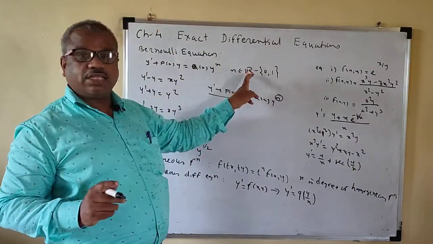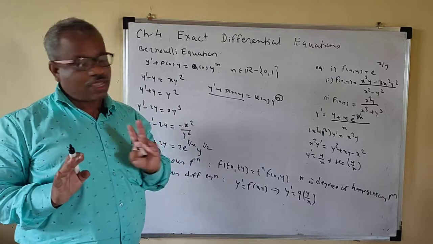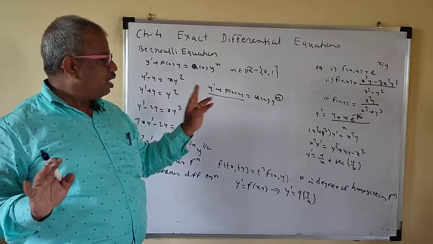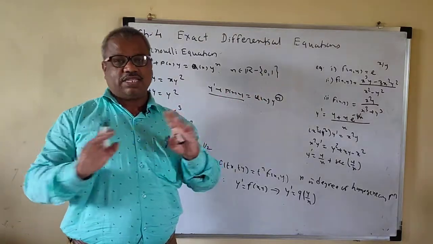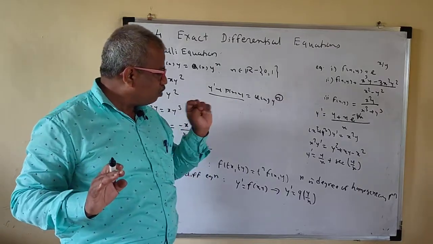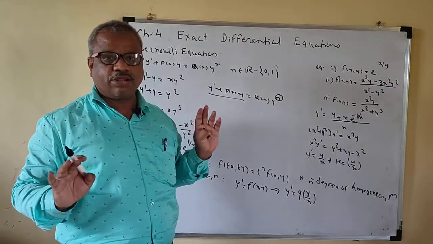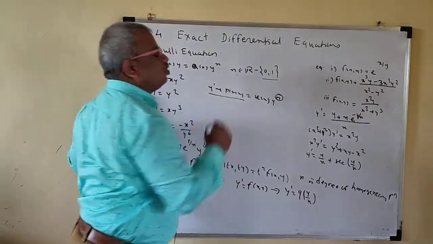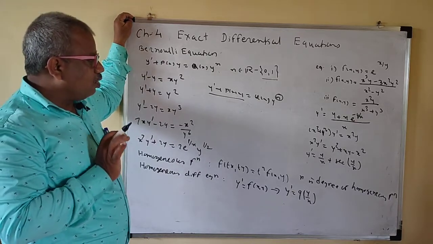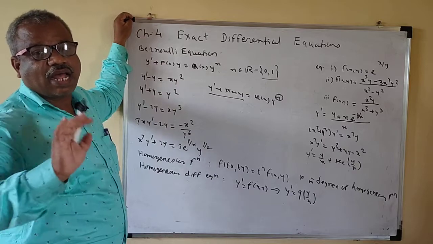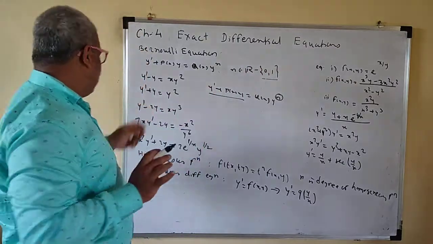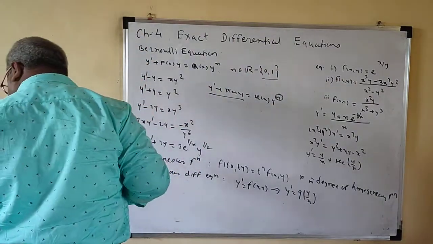Okay, so what is n? n is any real number other than 0 and 1. If n is equal to 0 or n is equal to 1, then it will be a linear differential equation, not a Bernoulli's equation. So therefore n is any real number other than 0 and 1. Note that this is the condition for n.